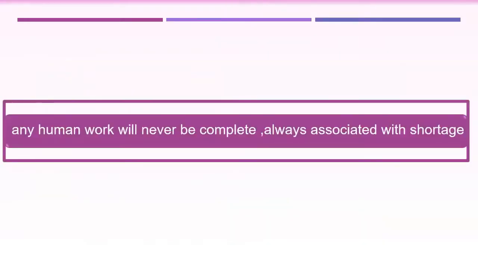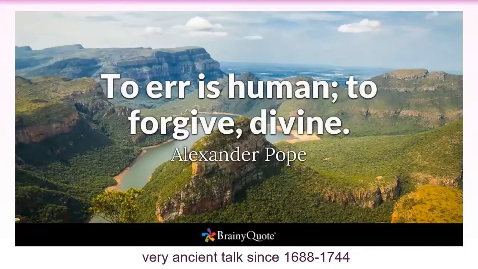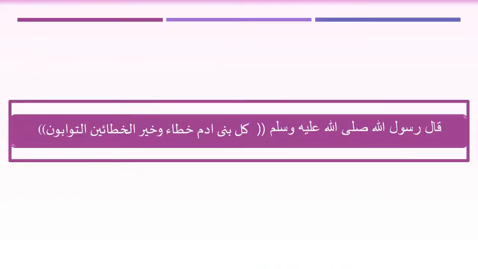So we agree any human work will never be complete, always associated with shortage. And last time we talked about Alexander Pope, ancient talks since many years. He said that to err is human, to forgive divine. But we said the best talk is our prophet's.